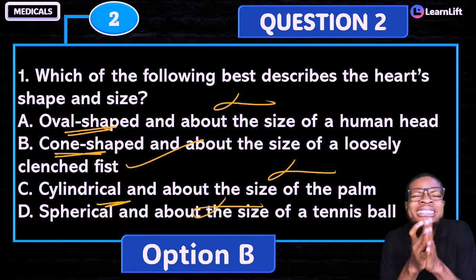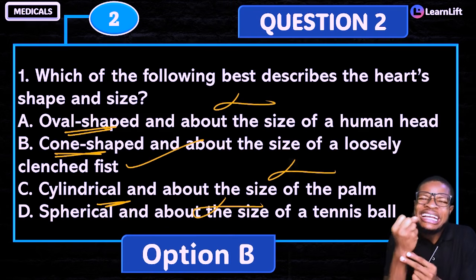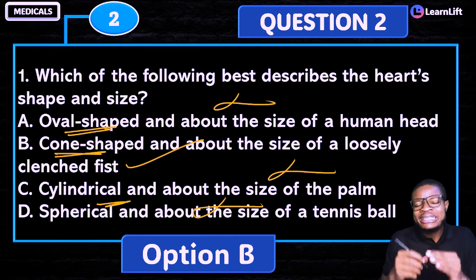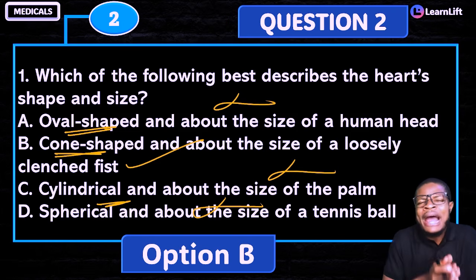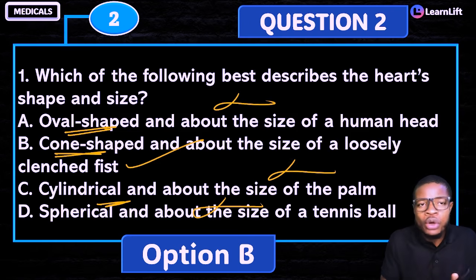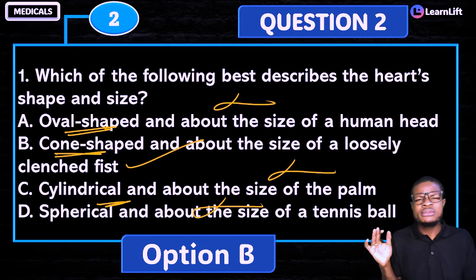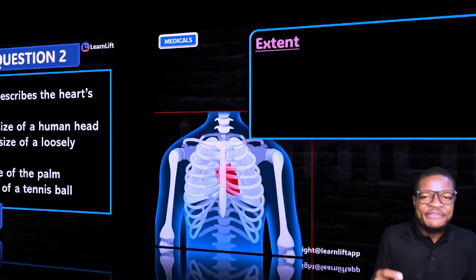The heart is cone-shaped and about the what? The size of a loosely clenched fist. We said that the heart is a cone-shaped muscular pumping organ that is about the size of a loosely what? Clenched fist. That makes option B the answer. And you're out of there. No stress. Very easy. You get that very fast with me.